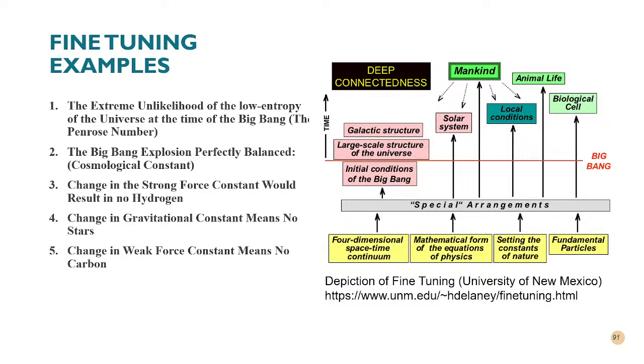So some examples of the fine-tuning argument are the Penrose number, the cosmological constant, a change in a strong force constant and no hydrogen, change in gravitational constant, no stars, and change in weak force constants means no carbon. And these are just a few examples of various other examples of fine-tuning.